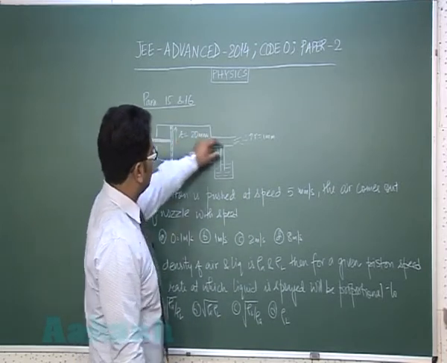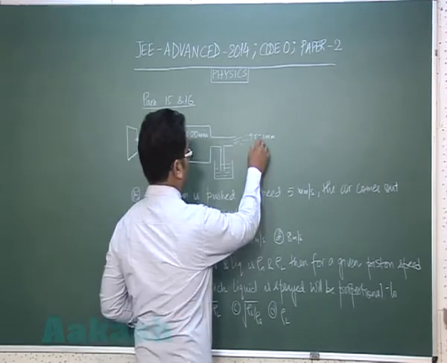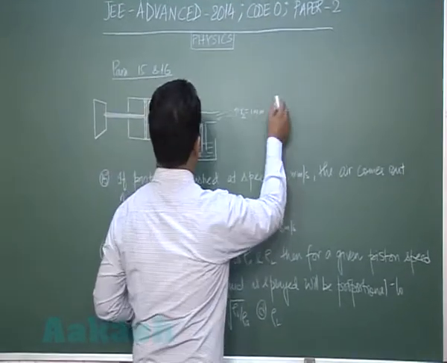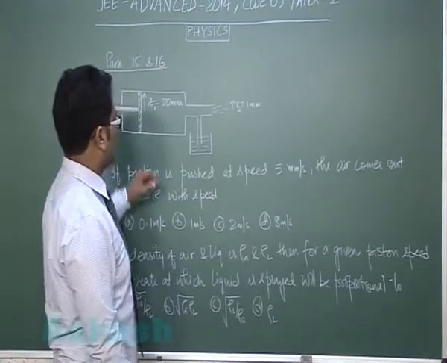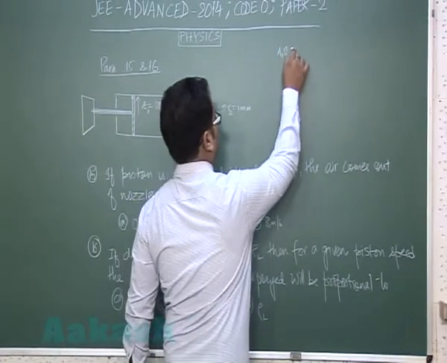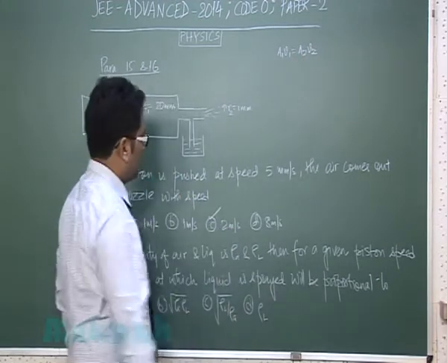This radius is given, this radius is given. Let's call these R1, R2. It's all using the principle of continuity, A1 V1 equals A2 V2. Here the area is given, so we can use A1 V1 equals A2 V2, and that will easily give you option number C.